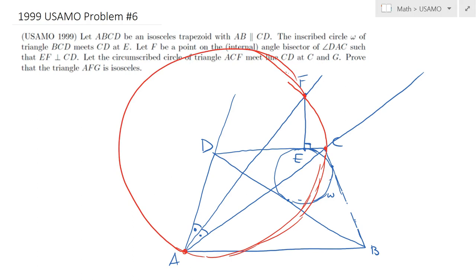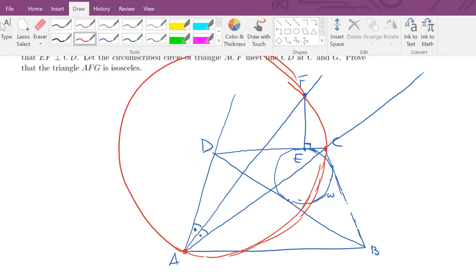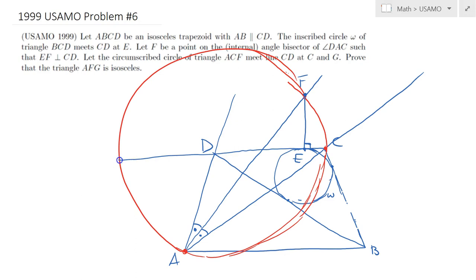Okay, and we are told that this circle will meet the line CD. So CD would be this line here. At this point here, G, and we need to show that AFG is actually an isosceles triangle. So this triangle here, AFG, this one is isosceles.